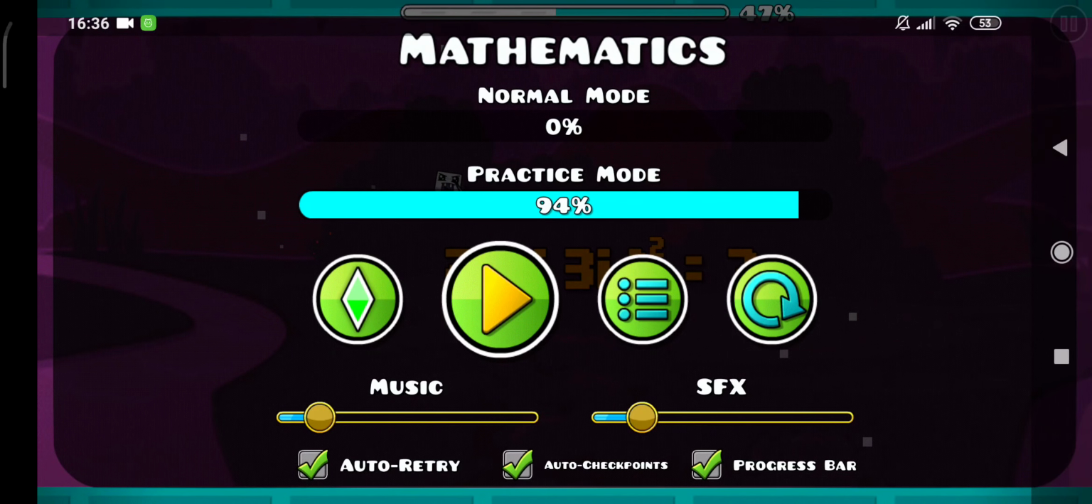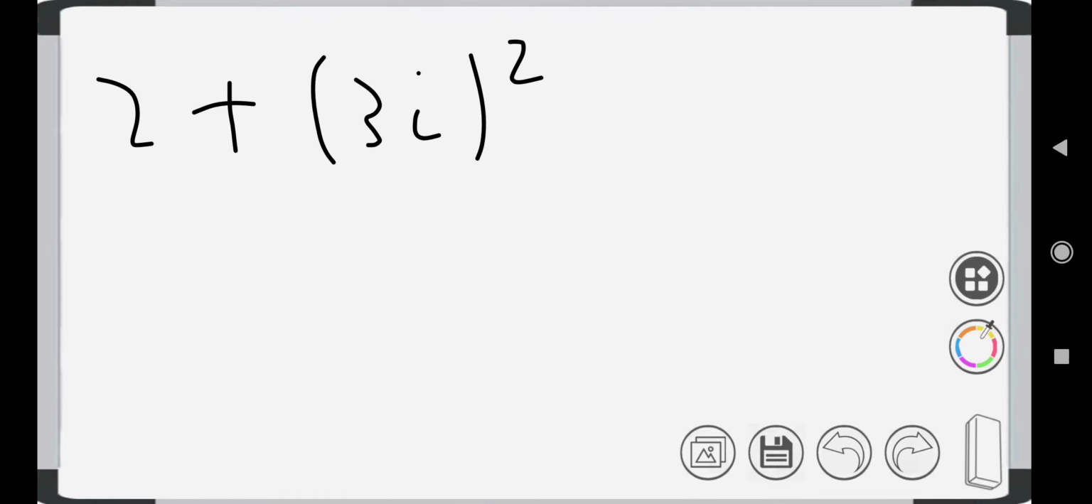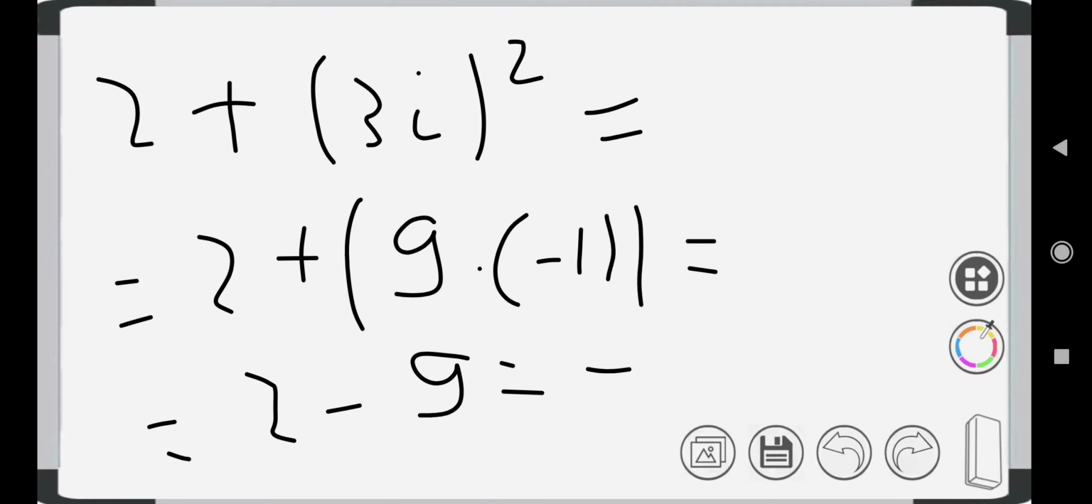Okay, and here we have just a simple equation. So we have 2 plus 3i squared. And we have already mentioned i is the square root of -1. So if we take i to the second power, we'll be getting -1. So our equation turns out to be 2 plus 9 times -1, which is the same as 2 minus 9, which is -7.